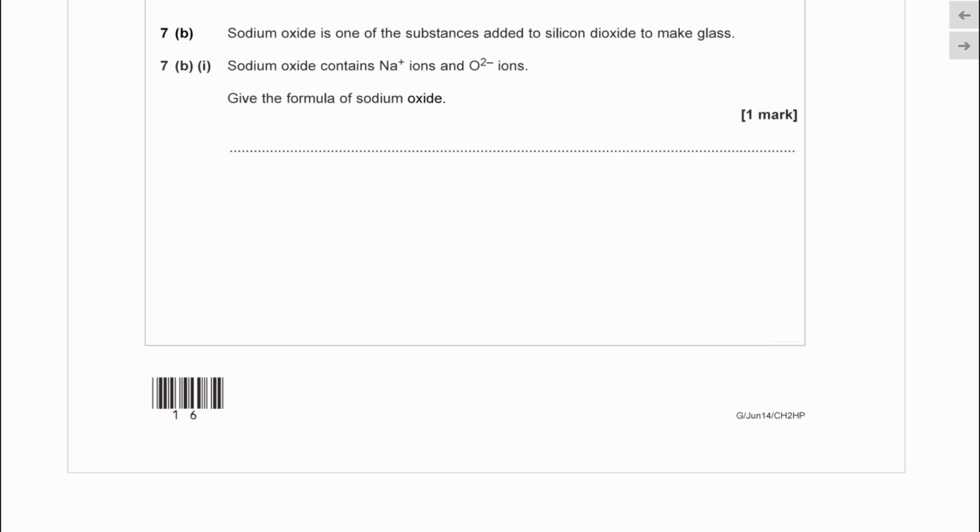7b, it says that sodium oxide is one of the substances that is added to silicon dioxide to make glass. Sodium oxide contains sodium 1+ ions and oxygen 2- ions. Give the formula of sodium oxide. Now all we need to do here is balance the charges. If you think sodium, I'm going to say sodium plus and oxygen 2-. Now this is a +1 and this is a -2.